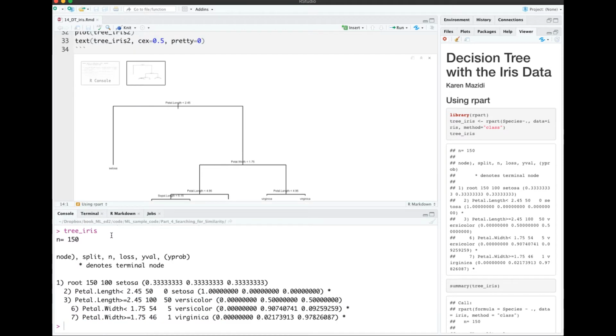If we type the tree name into console, we get a little additional information here. The number of observations, and then for each split, it tells us how it split them. So the first split here, it put 50 in the setosa branch. And you see the loss and the probabilities here. And you can kind of read this. If you tilt your head to the left, this would be kind of the tree structure you show with the indent levels.